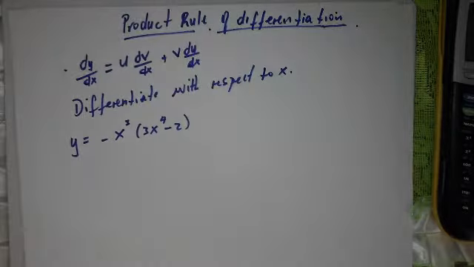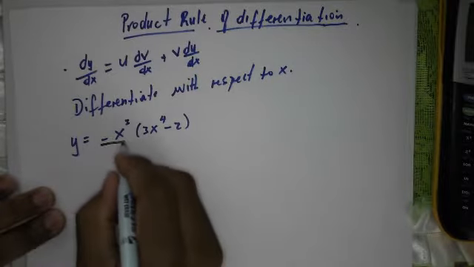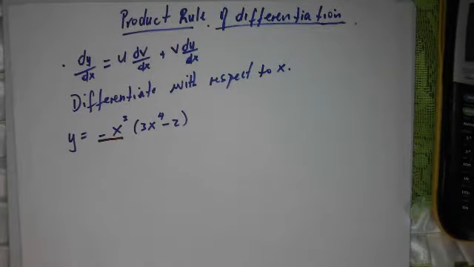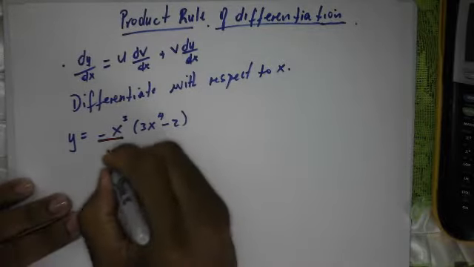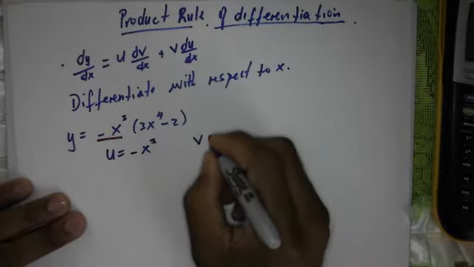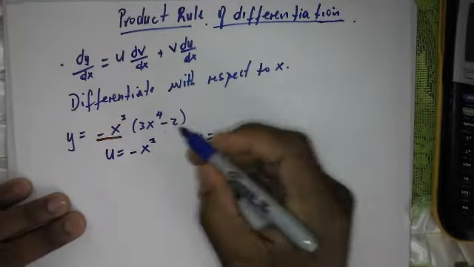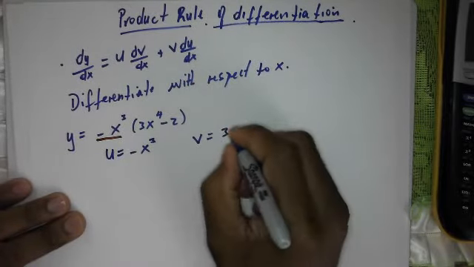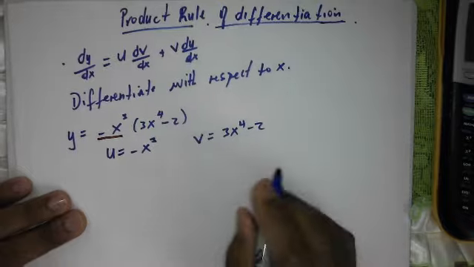Okay? Let's do this example. It says differentiate with respect to x. This is our first function. We have negative x cubed. Okay? And then in the parentheses we have another function. So we could let u equal the first function, which is negative x cubed, and v equal the second function, this one inside the parentheses, which is 3x to the fourth minus 2.